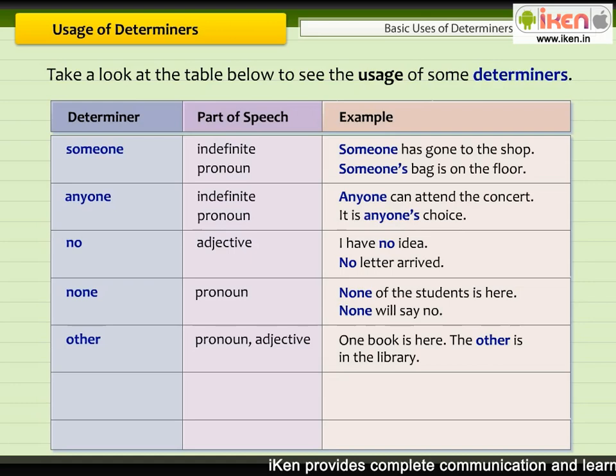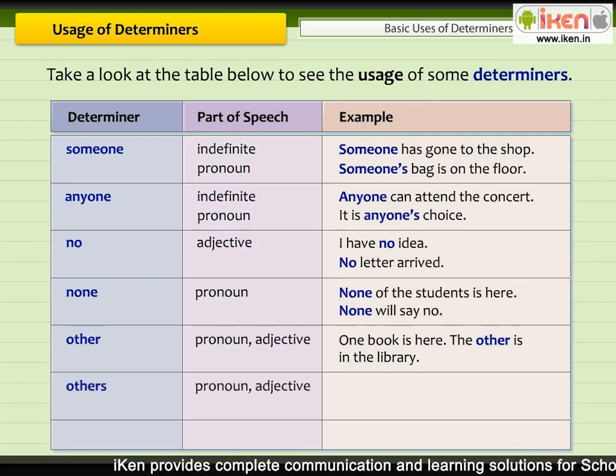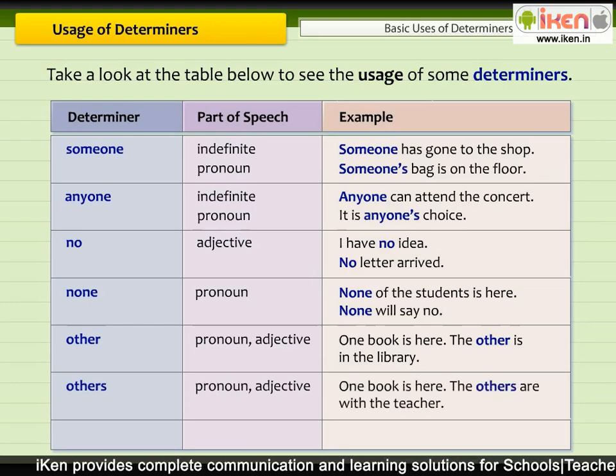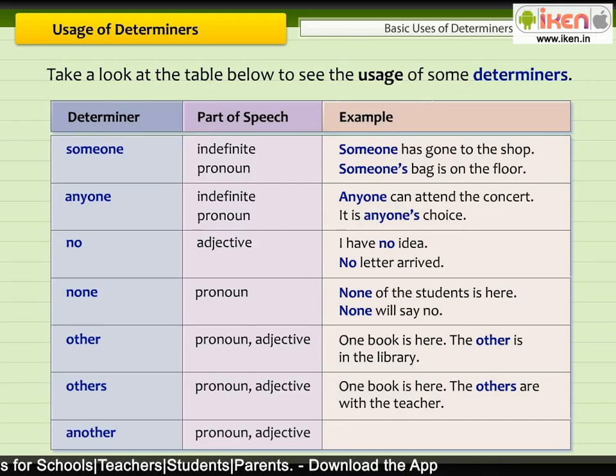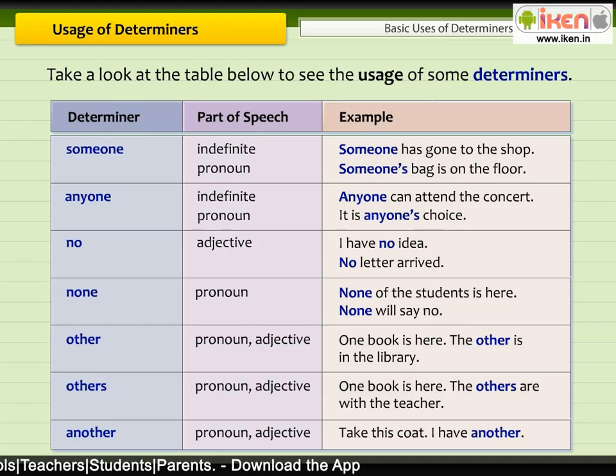The determiner others is a pronoun and an adjective. For example, one book is here. The others are with the teacher. Similarly, the determiner another is both a pronoun and an adjective. For example, take this coat, I have another.